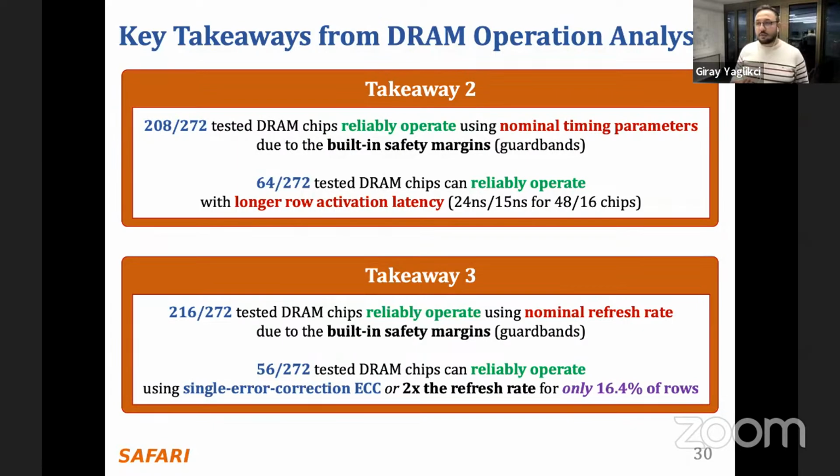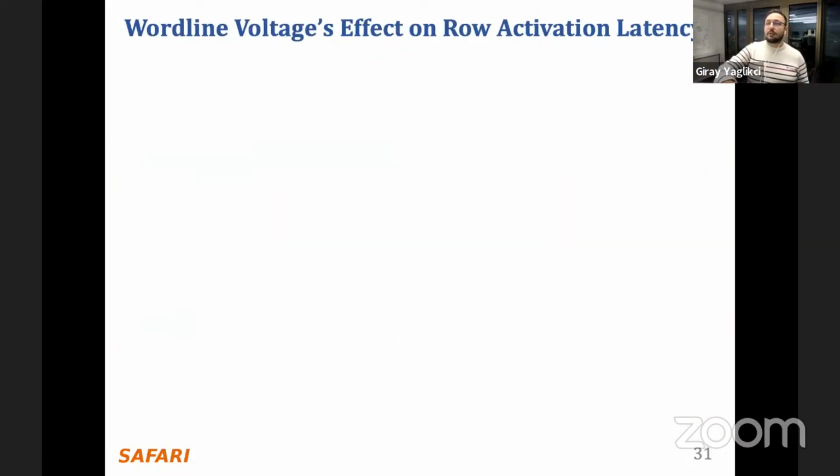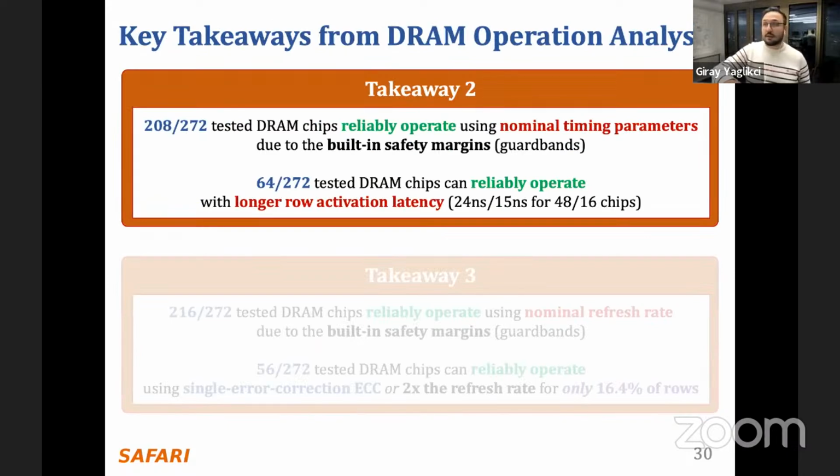again, most of the tested chips reliably operate using the nominal refresh rate due to the built-in safety margins, again, guard bands. And for the small fraction of DRAM chips that cannot retain data for the nominal refresh rate, you can use some single error correcting code or double the refresh rate only for a small fraction of DRAM rows, around 16% of DRAM rows, and you can make them reliably operate again. Okay, let's dive into this second takeaway first.